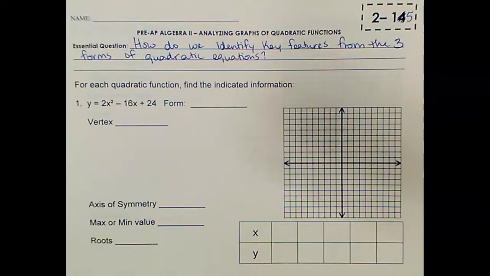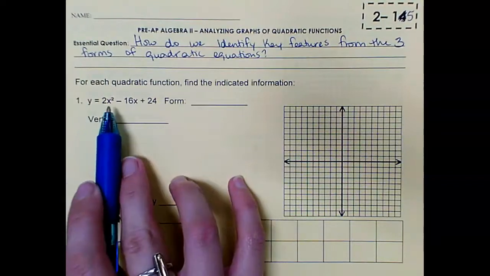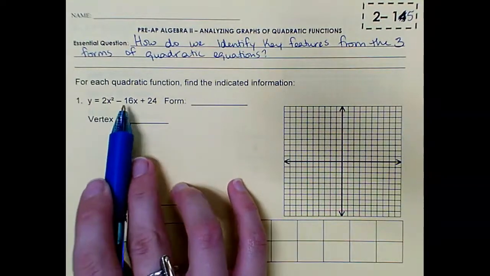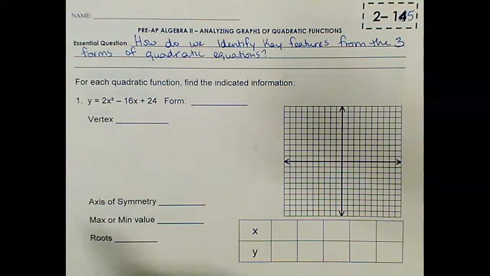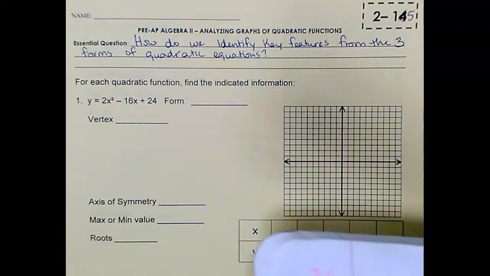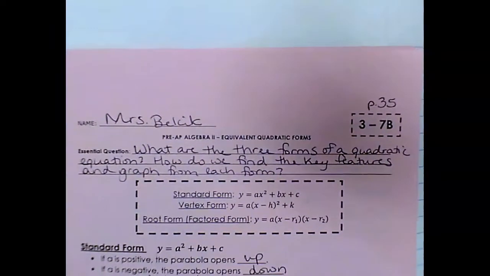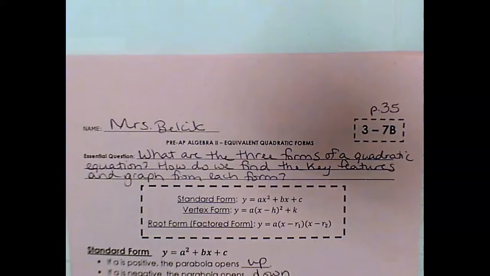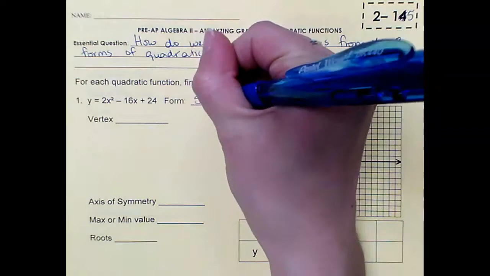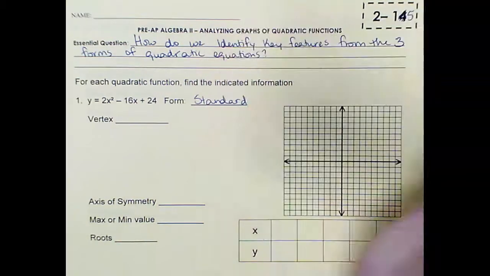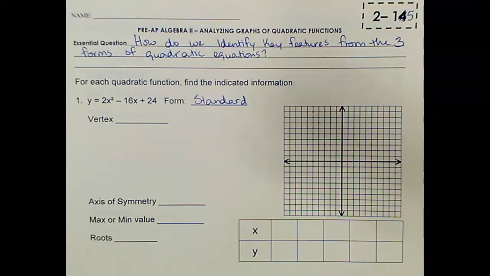So our first one that we have is y equals 2x squared minus 16x plus 24. So we need to identify the form. And from yesterday's notes, I'm going to go ahead and put that up here. See if you can pick out the form from that box. If you thought to yourself that this is standard form, then you're right. This is standard form. The first thing that it asks me for today is the vertex.